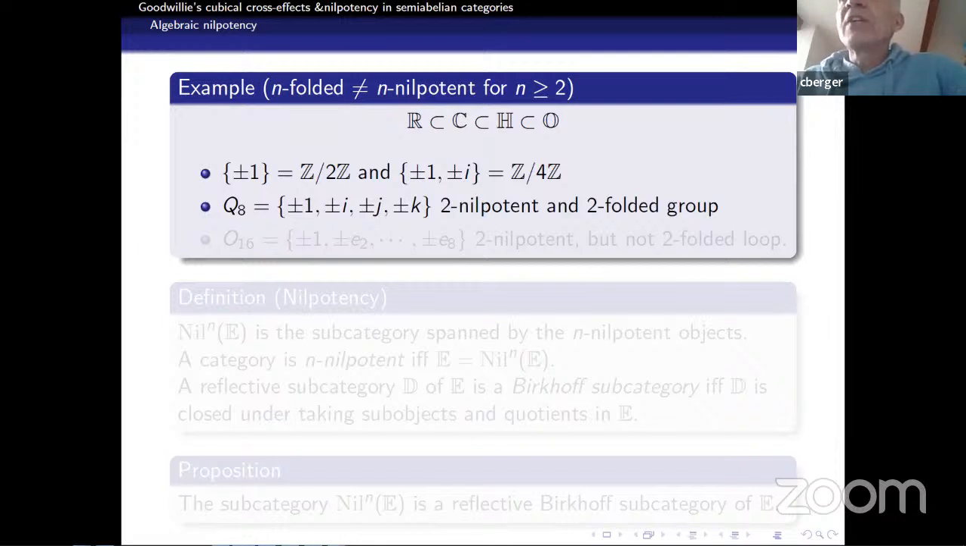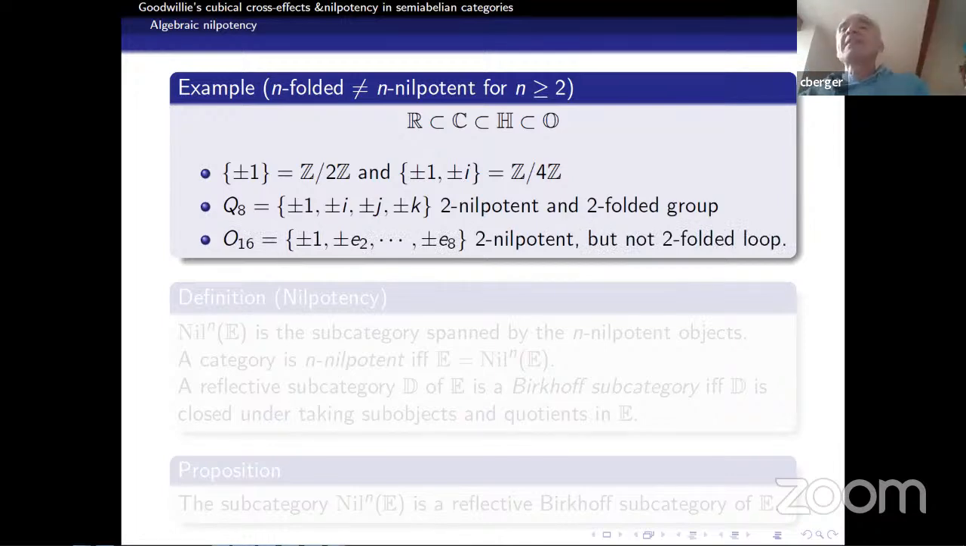But in one dimension higher, for the octaves, the problem is that there is no more associativity. So you have neither commutativity nor associativity. Nonetheless, if you multiply these elements together, it's stable. And the structure you get is known in literature. It is a loop, even a special loop, which is called a Moufang loop. You can show that this Moufang loop is two nilpotent, but it is not two folded. So this is an example which shows you that the two notions are really not the same.